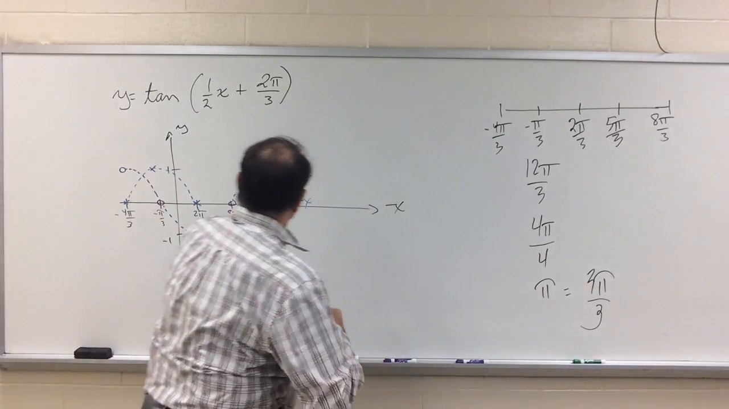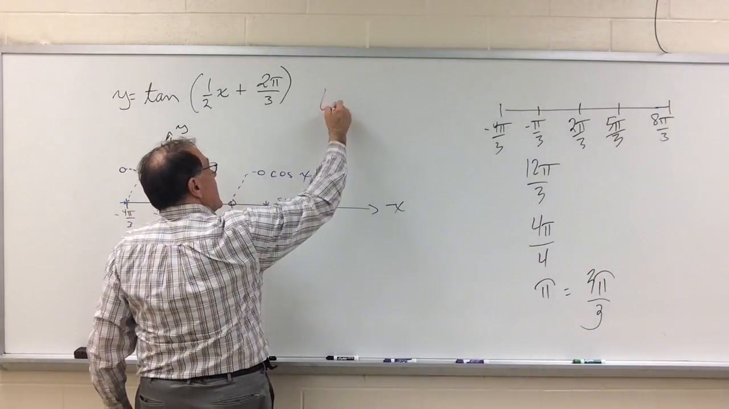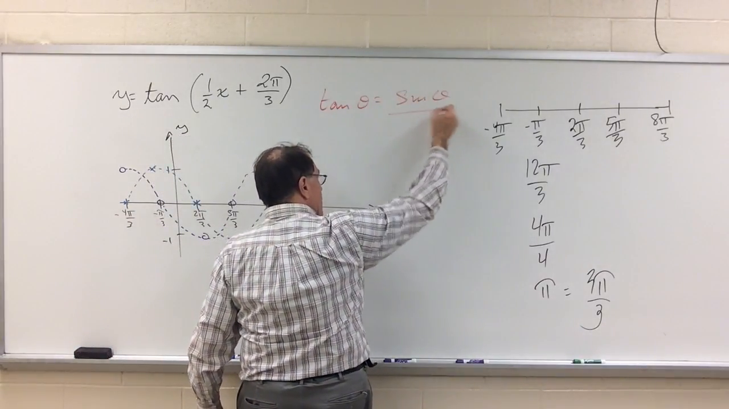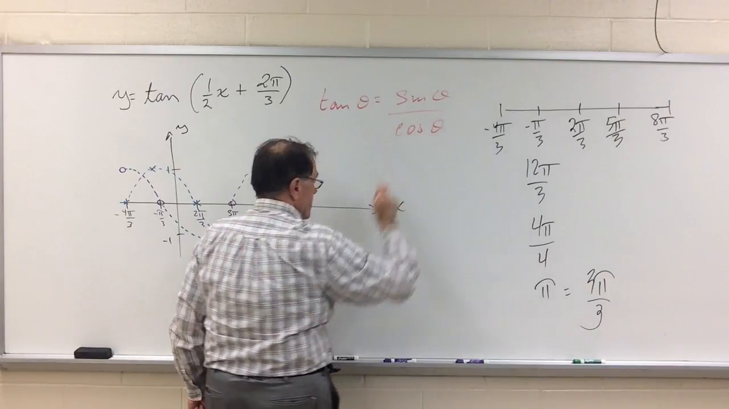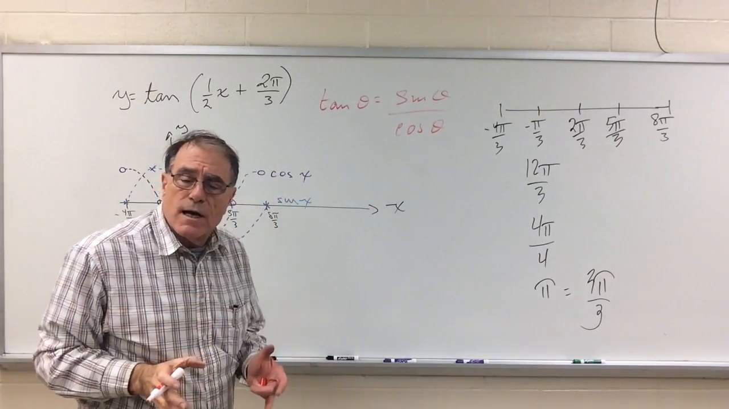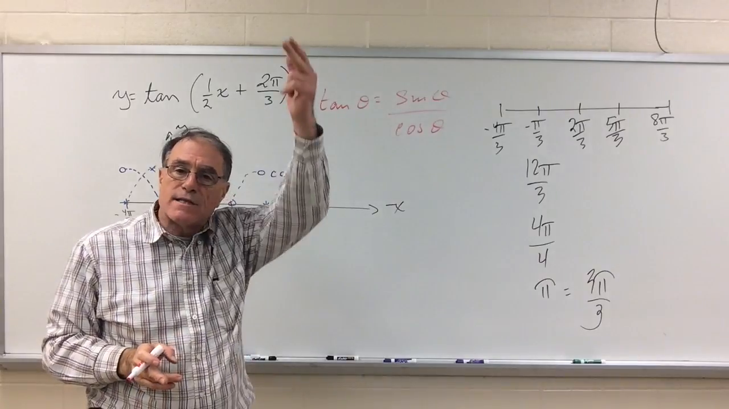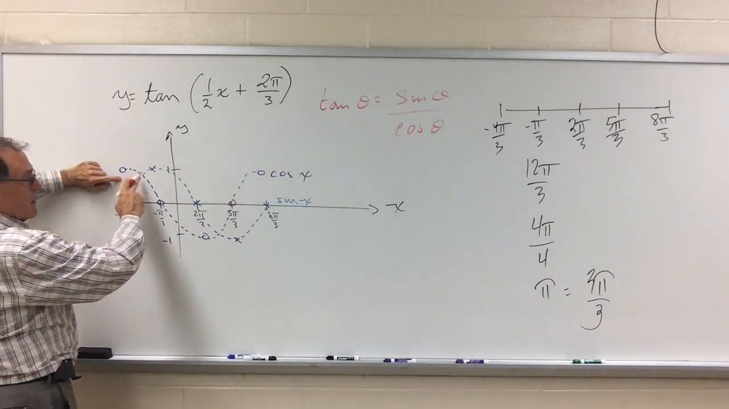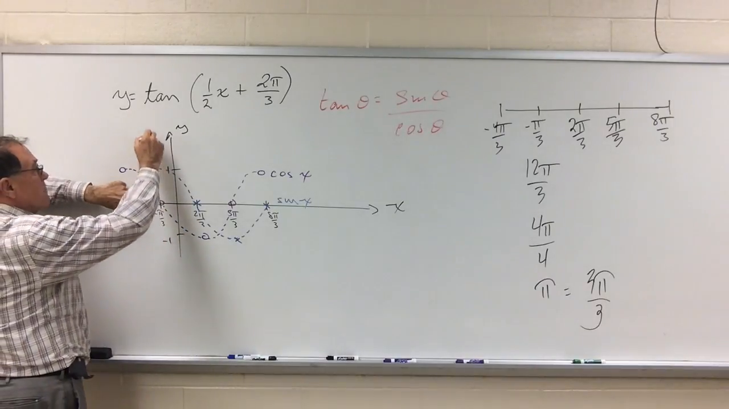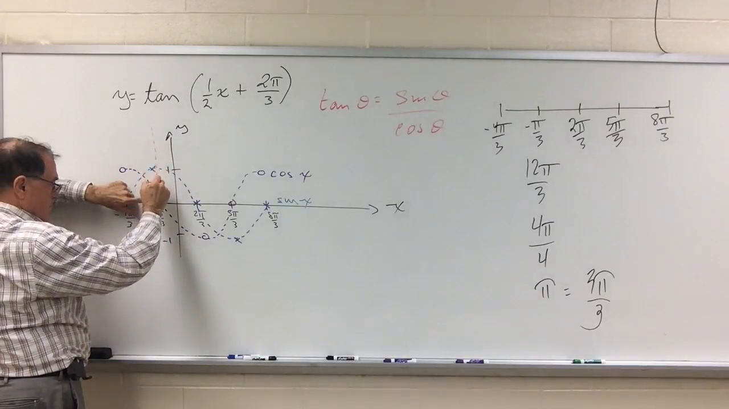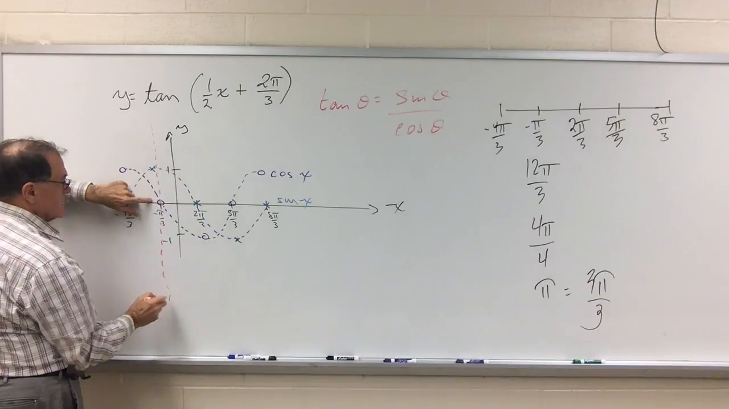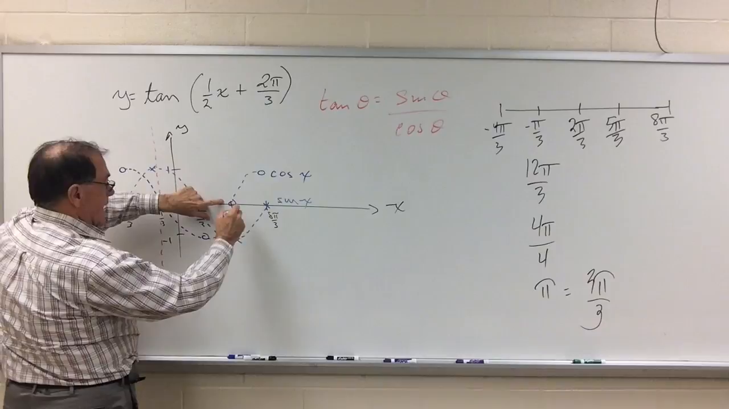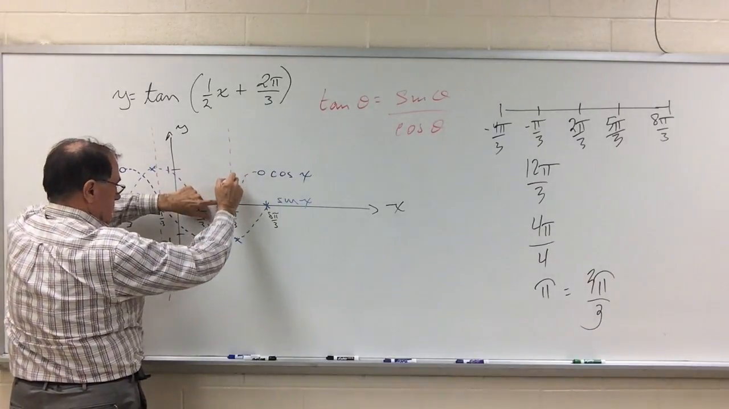So the first thing, please remember that the tan of the angle is equal to the sine of the angle divided by the cosine of the angle. So I know that when cosine is 0, tangent has a vertical asymptote. Okay, so here's my cosine, and at negative pi thirds, our tangent will have a vertical asymptote. It will have another one again at x is 5 pi thirds.